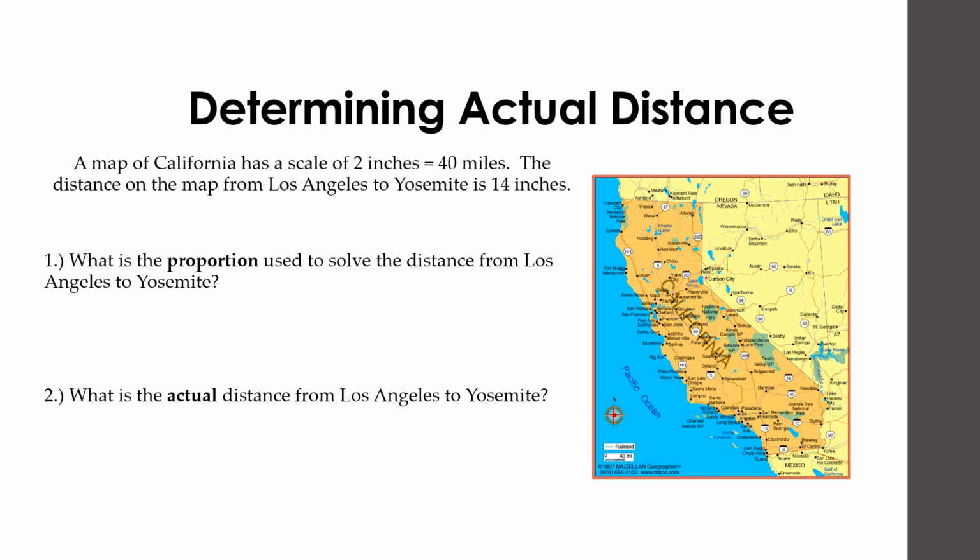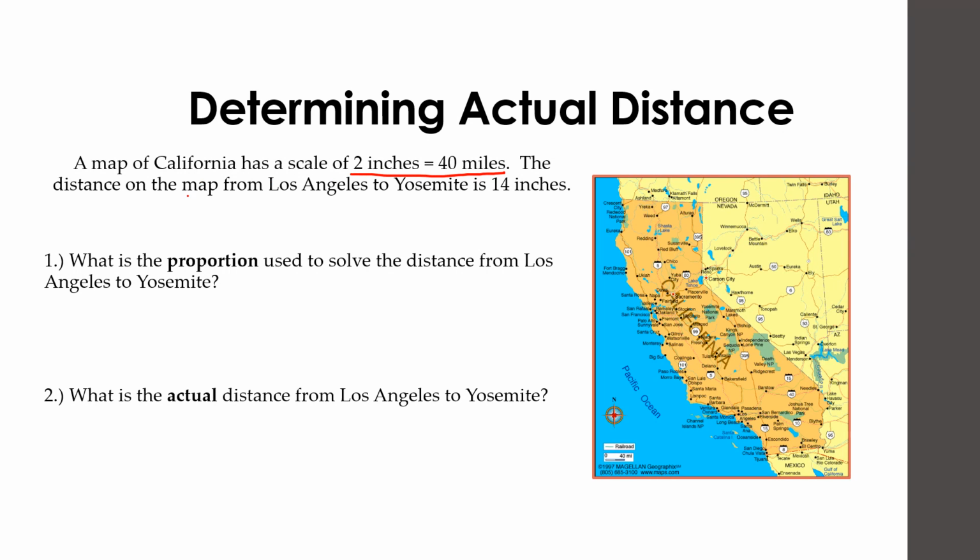All right, now let's talk about determining actual distance. So we have a map of California over here, and you can always look down here and there are these different scale factors. And this one has a scale of 2 inches that equals 40 miles. So right here, this is very important information, so I'm going to underline this because we want to keep that.